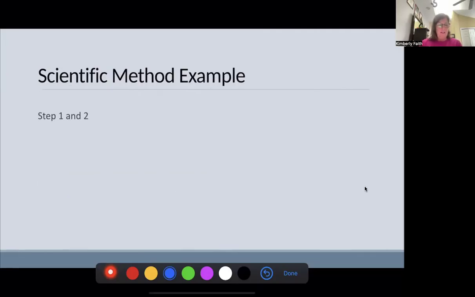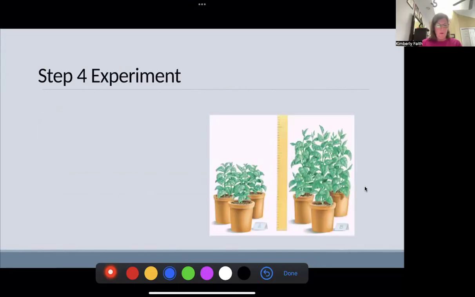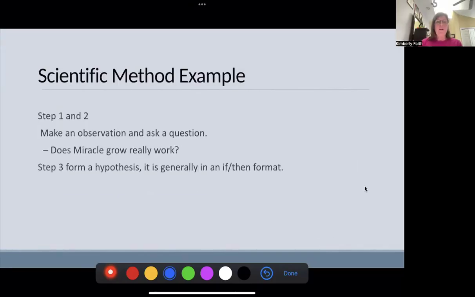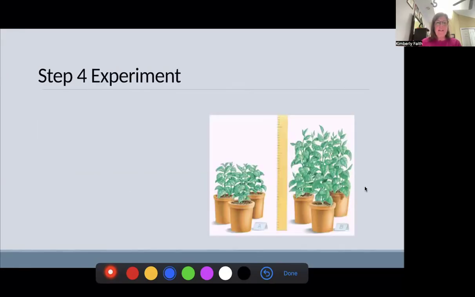And of course, if I was to make a prediction, I'd say, when using Miracle-Gro, I expect my plants to grow bigger. The hypothesis and your prediction sound almost identical. Just reword the sentence. So now I'm going to set up my experiment.